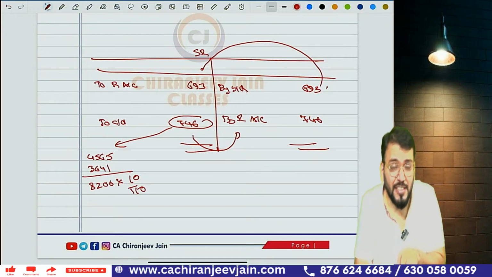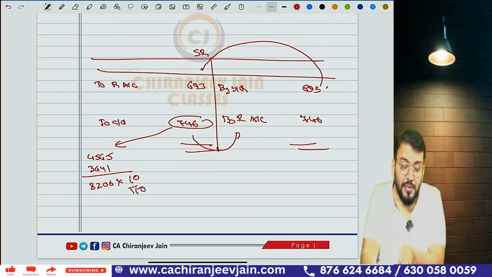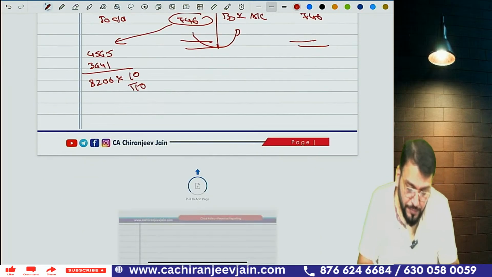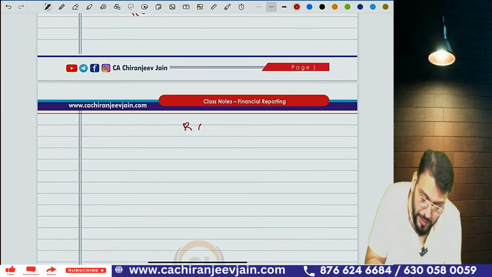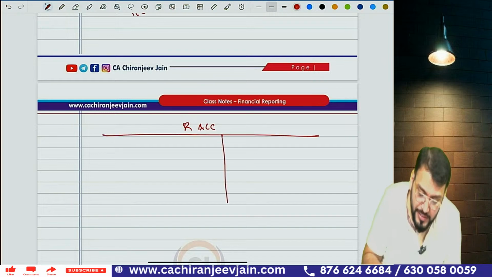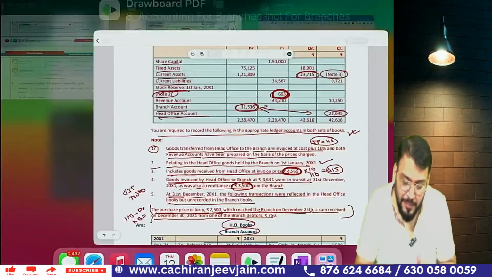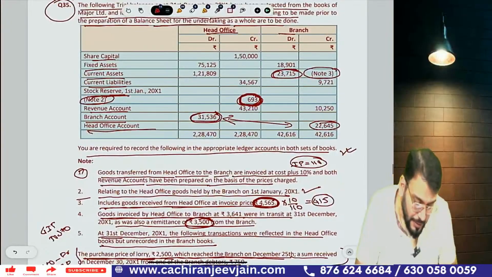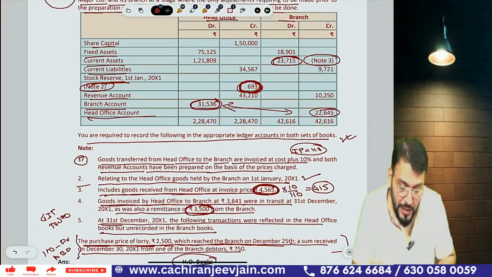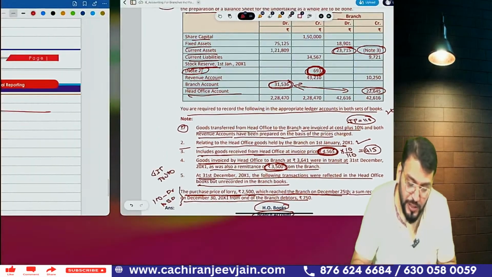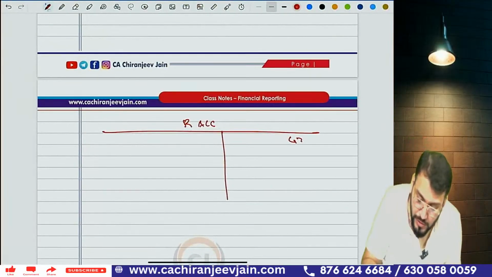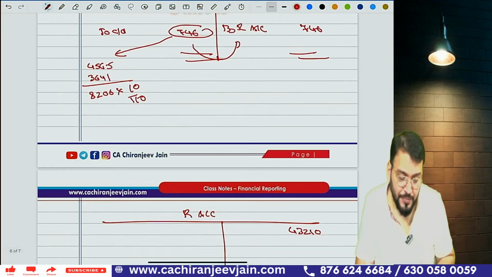I think in the last class I have explained this. Understood? Now let us prepare the revenue account. Revenue account credit balance they have given. How much credit balance they have given? 43210, in the books of head office. So 43210. Correct?